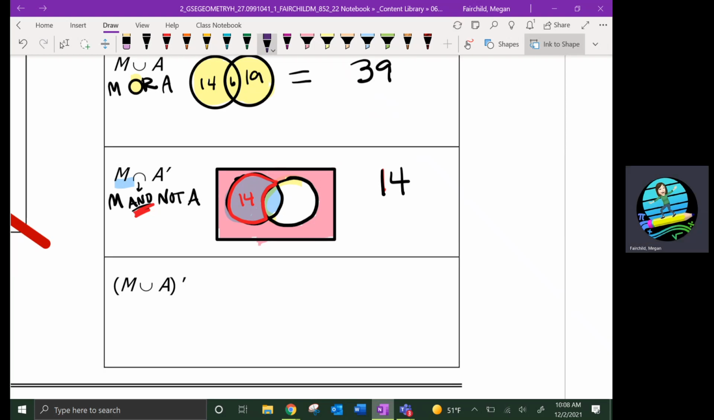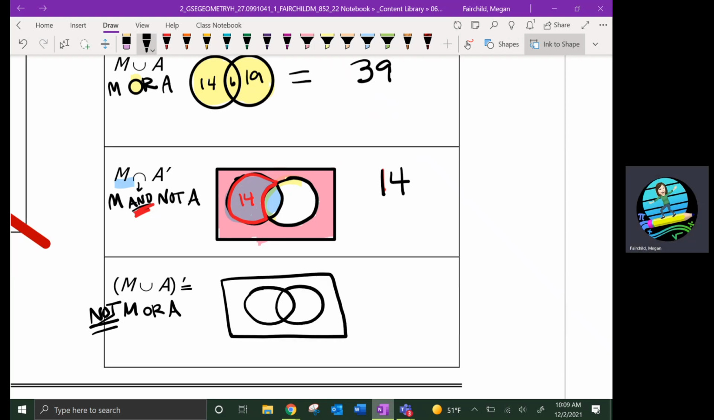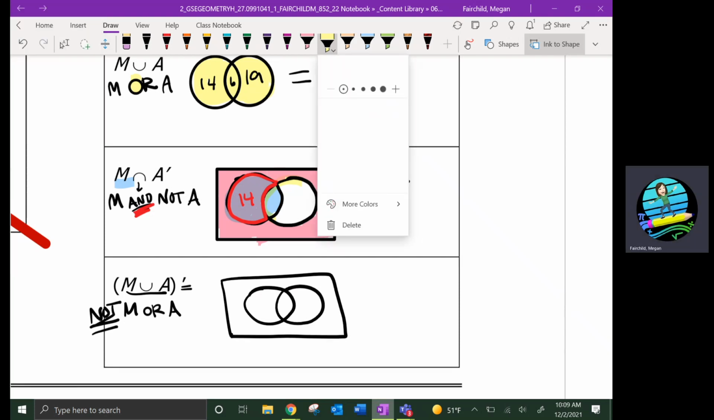The last one says M or A, but then it says what? Not M or A. So there's a couple ways you could do this. You could shade M and A all together. I mean, M or A. And then do the opposite, right? Which makes sense to me.